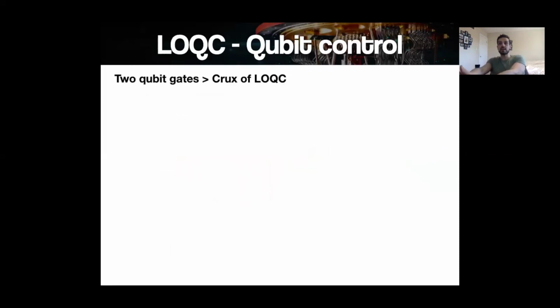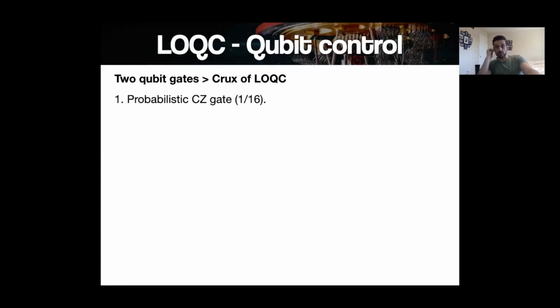Okay, so that was the 1 qubit gates, but that wasn't the roadblock to optical quantum computing. The roadblock was the 2 qubit gates. So this is the crux of LOQC. This is what made it such a big deal. And the way you do your 2 qubit gate is in 3 steps. First, we do a probabilistic control Z gate.